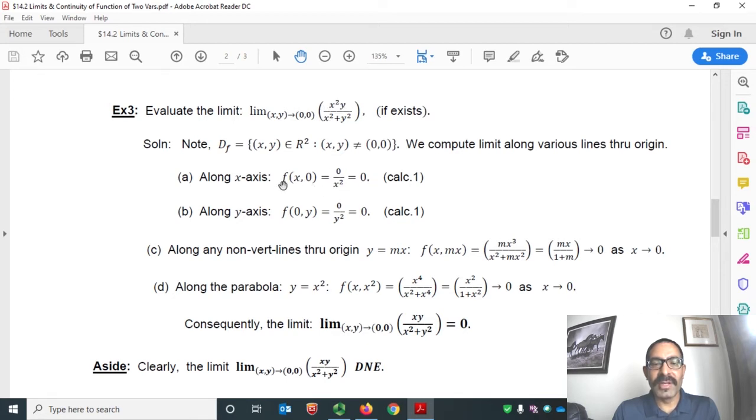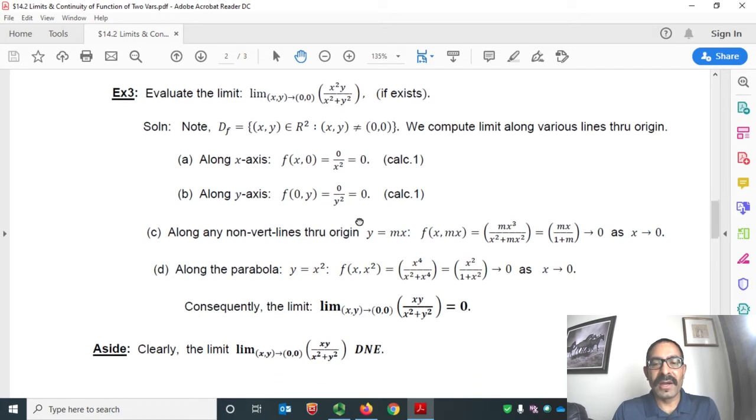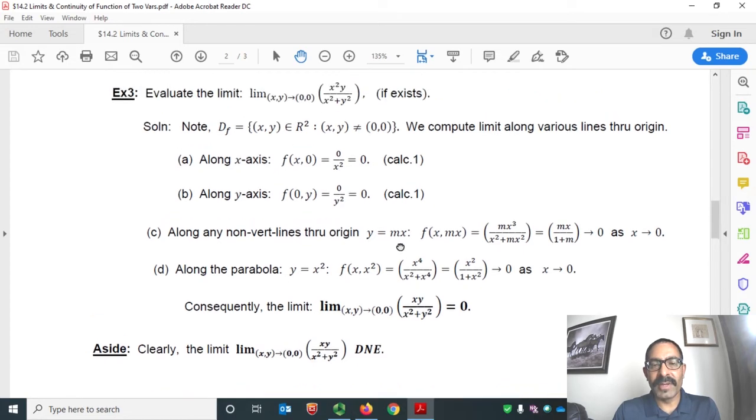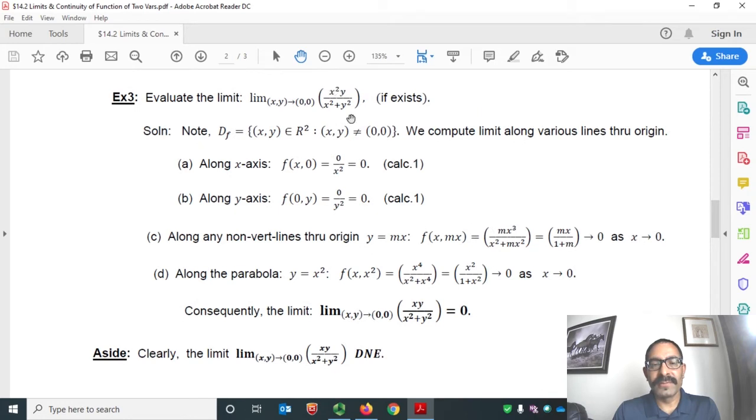So the limit of this function, which is the zero function, from calculus 1, the limit of a constant is the constant. So the limit is 0. Along the y-axis, put x equals 0. Again, our function is 0. So the limit is 0. Along any non-vertical line through the origin, that is along y equals mx, where m is the slope, put y equals mx. So here x squared, y equals mx, so m x cubed over x squared plus m squared x squared, so this should be m squared here.